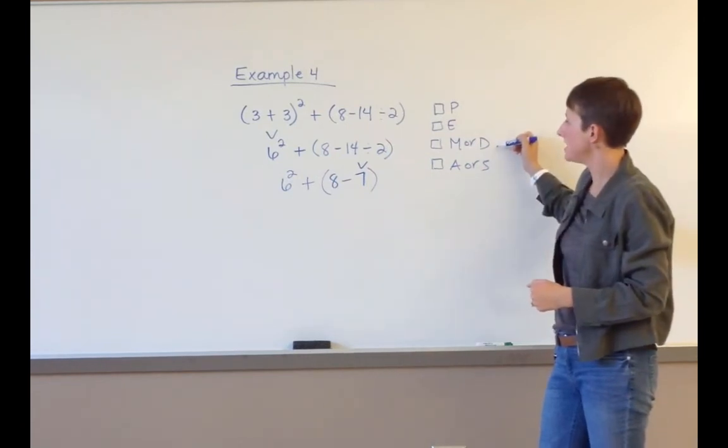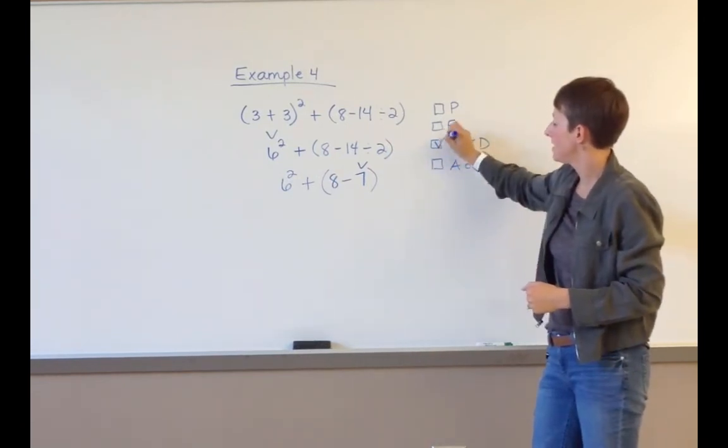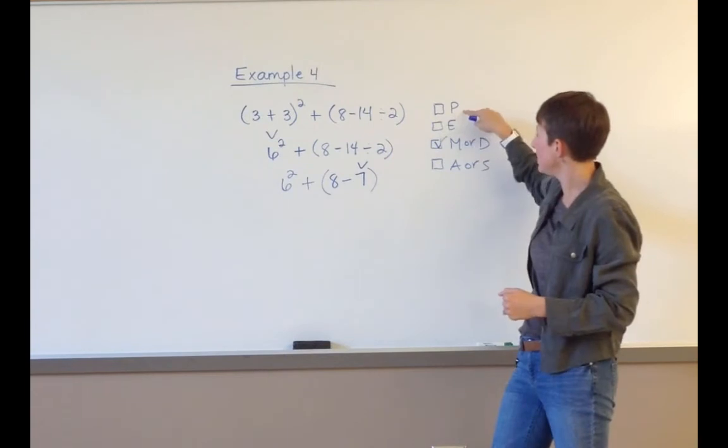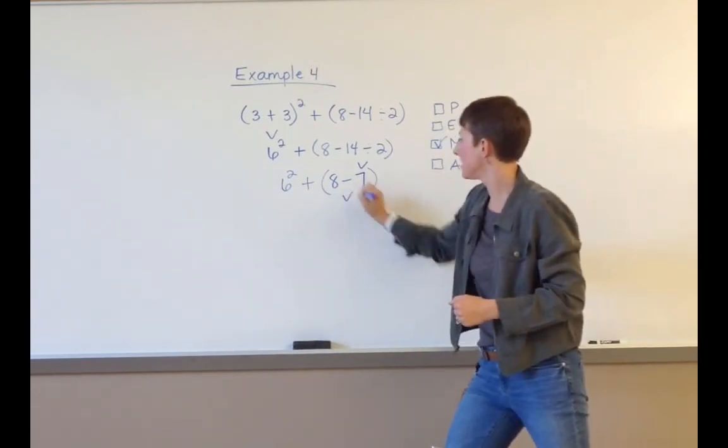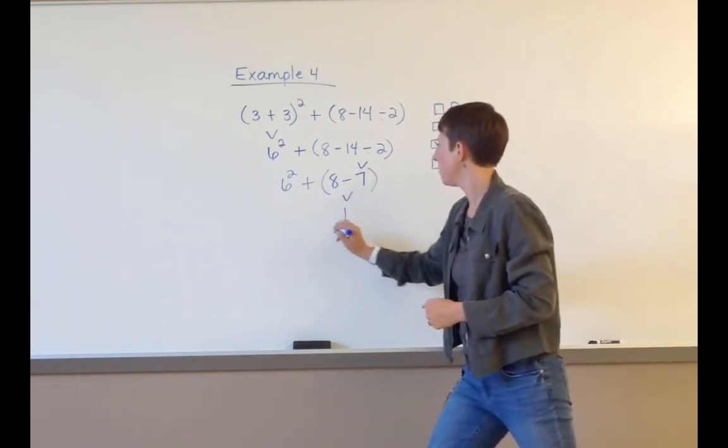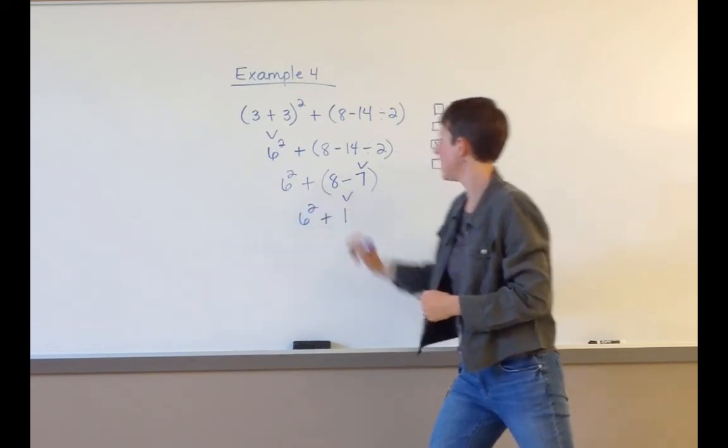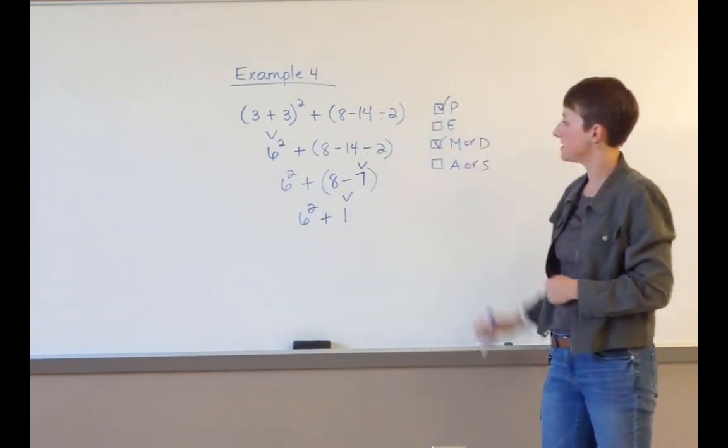Can I check off M or D? You bet I can. I still have parentheses. I can't check that off yet. So going back into there, 8 minus 7 is 1. Filling in what I haven't done yet. Now I can check off parentheses.